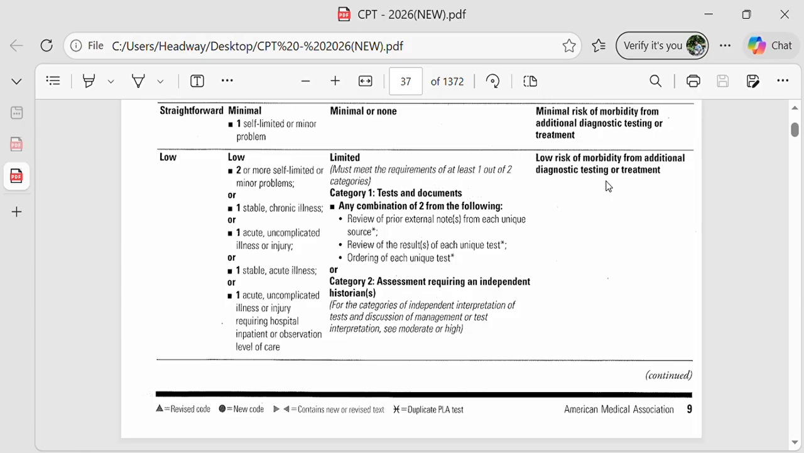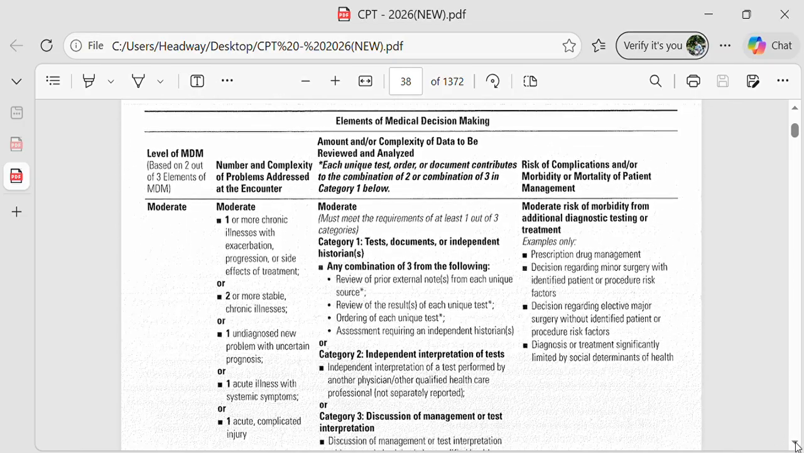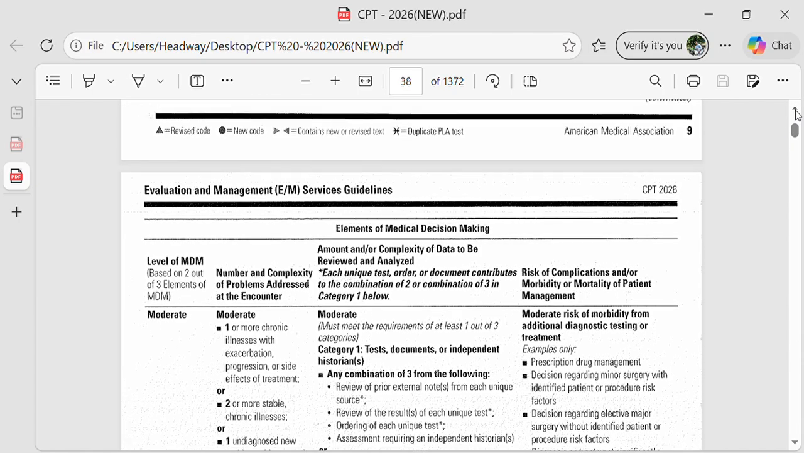Next, what is there in the risk? I already told you what is meant by the risk here. See, moderate has things like prescription drug management, decision regarding minor surgery. So this is the final, this is the conclusion of the patient visit. Okay, this is about the medical decision making.